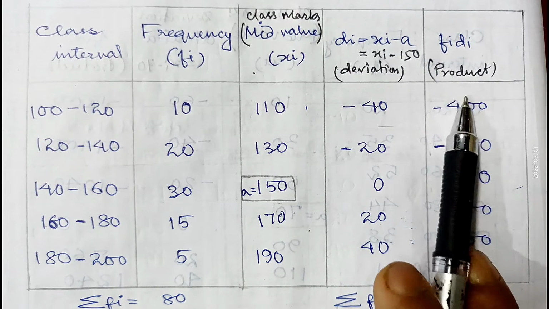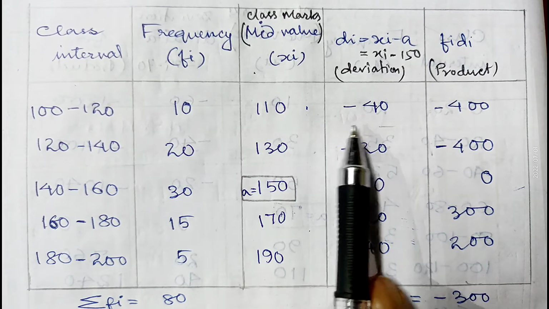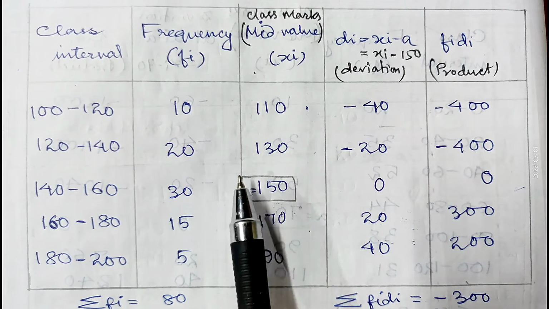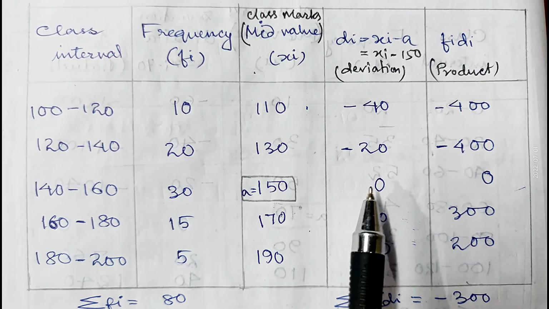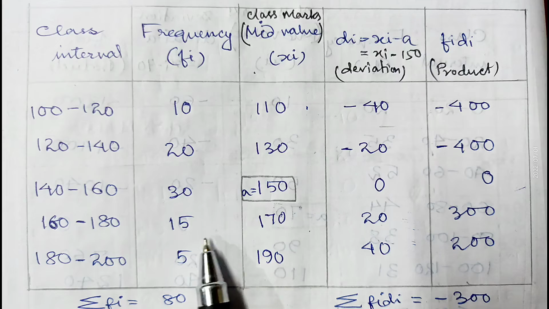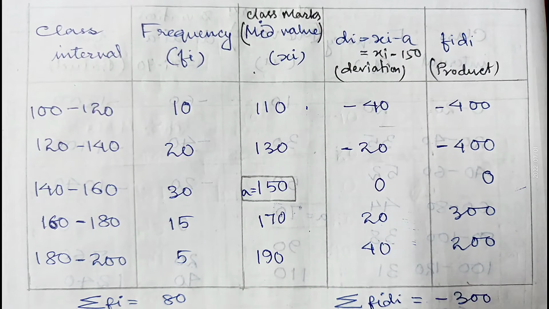Now the product. For the product, we have to multiply frequency and deviation. So 10 into minus 40 will be minus 400. 20 into minus 20 will be minus 400. 30 into 0 will be 0. 15 into 20 will be 300. And 5 into 40 will be 200.